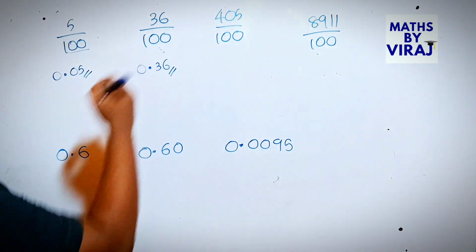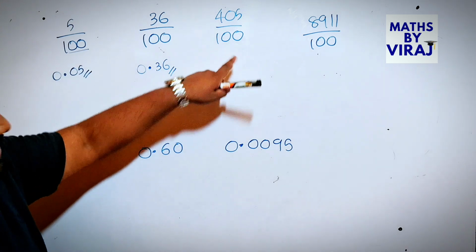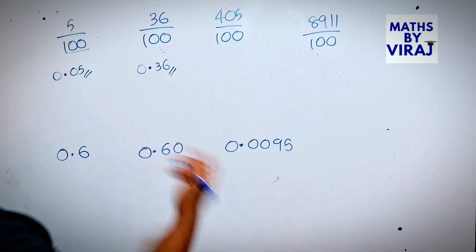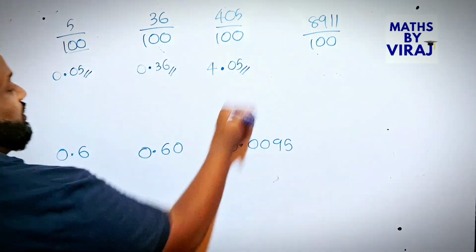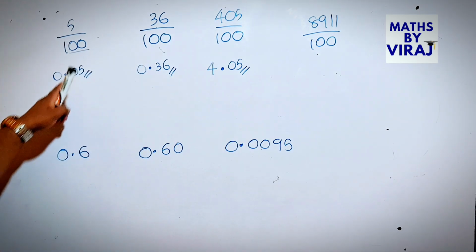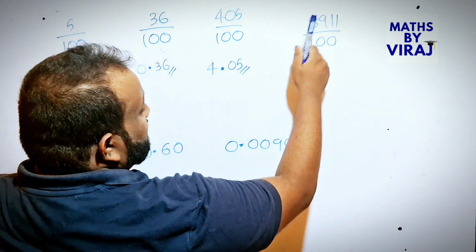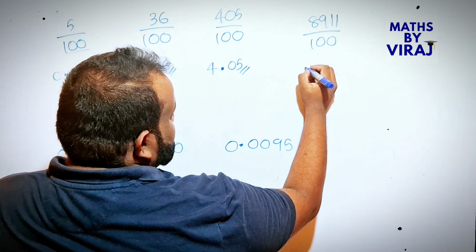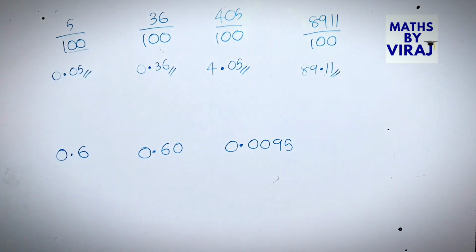Therefore, 0.36. How many numbers do I have on top as a numerator? 3. How many zeros I have for 100? 2. How many decimal places should I have? 2. Therefore, it's 4.05. Look again, we are not changing anything based on the number. We have the decimal places. Here, 8,911 divided by 100. So, which means that it is 89.11.